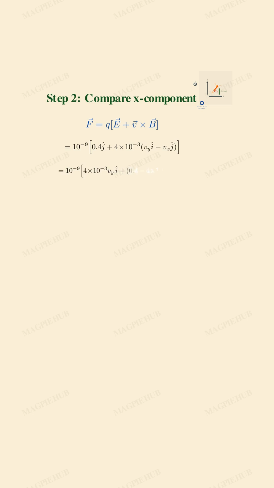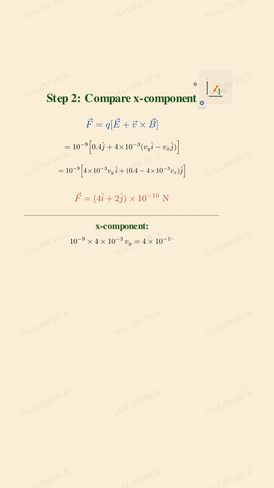The x component of force gives us 10 to the minus 9 times 4 times 10 to the minus 3 times Vy equals 4 times 10 to the minus 10. Simplifying, 4 times 10 to the minus 12 times Vy equals 4 times 10 to the minus 10. Solving this, Vy equals 100 meters per second.